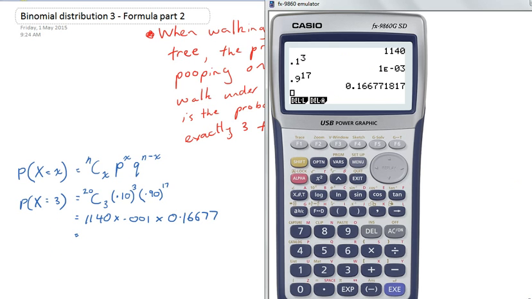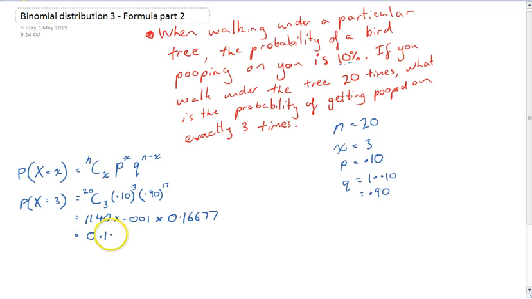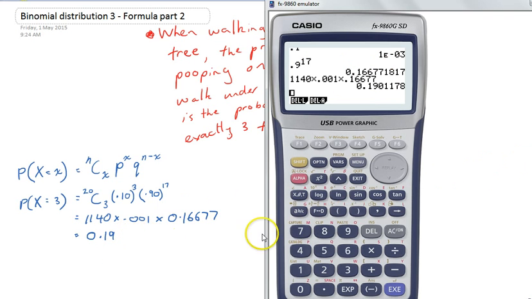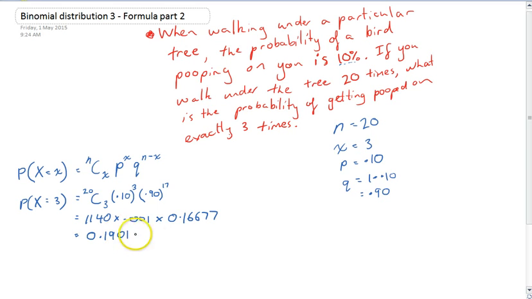Okay, that whole thing now, 1140 times 0.001 times 0.16677. Okay, 0.19. We'll go to 4 decimal places. I go to 4 decimal places here because when I express this as a percentage, it'll end up being 19.01%.